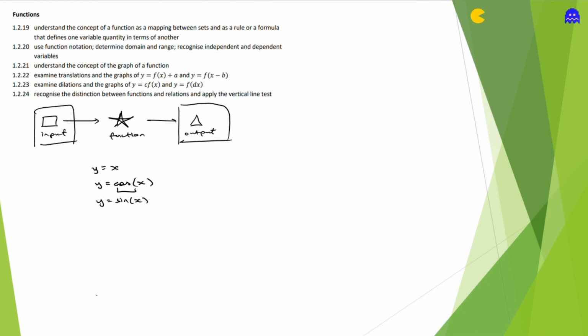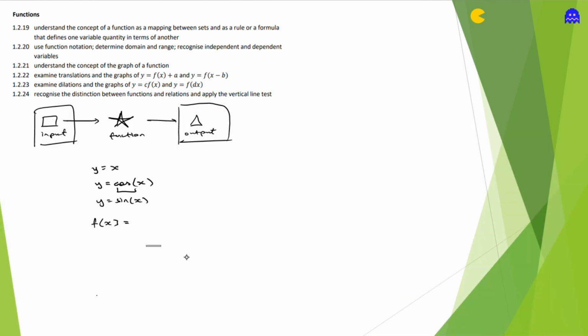And if we look at introducing function notation, we can also write all of these y's as functions of x. In the first case, our function of x is x. In the second case, our function of x is cosine x, and in the third, sine x, for example. So these are all examples of functions of x.